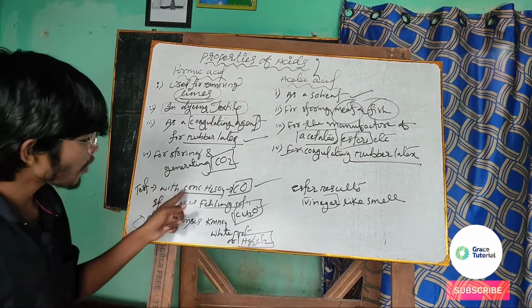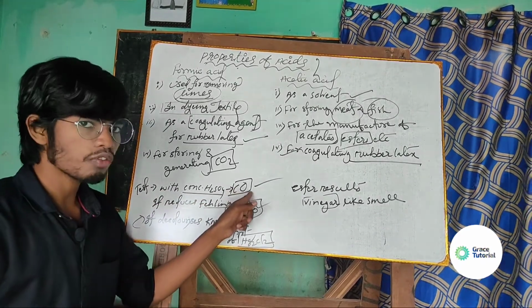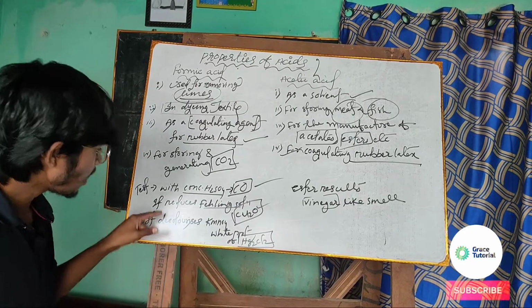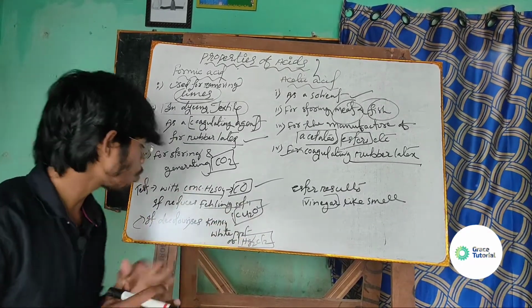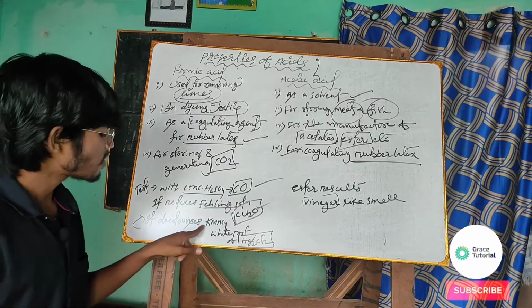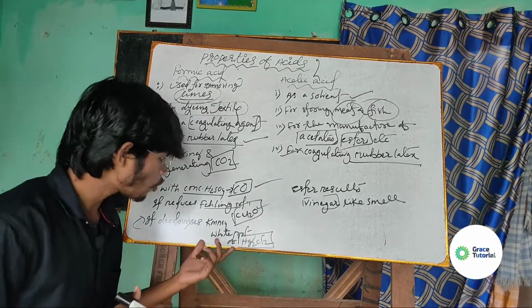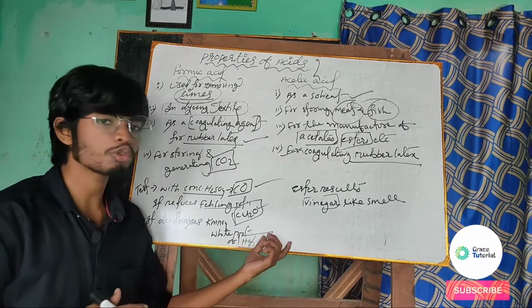One, formic acid reacts with concentrated sulfuric acid to form carbon monoxide. And second, it reduces the Fehling solution to give a red-brown precipitate of Cu2O. And third, it decolorizes the acidified KMnO4, and it gives a white precipitate of Hg2Cl2.